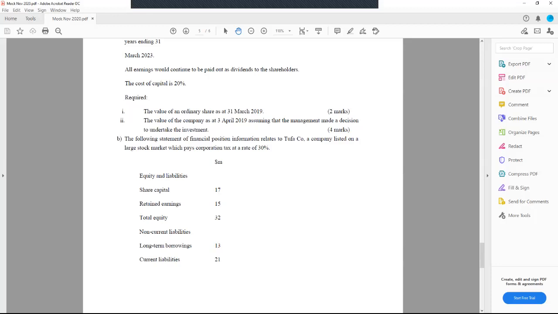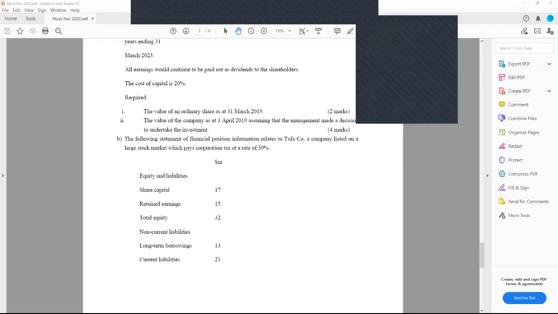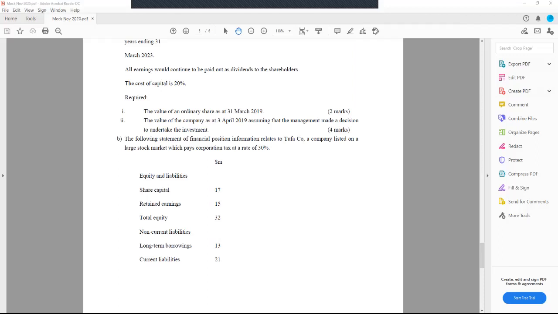Can someone share the mock just in case someone doesn't have it? I don't know whether all of you have that mock paper. I can't see it on my phone here. Someone can reshare that mock paper just in case. Thank you, Robert. Go through that question, then we attempt to do it together.